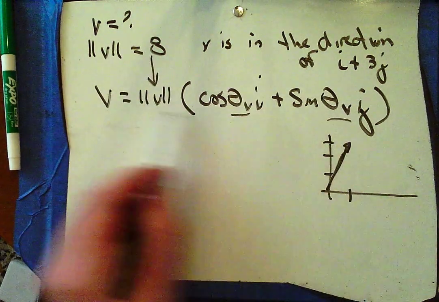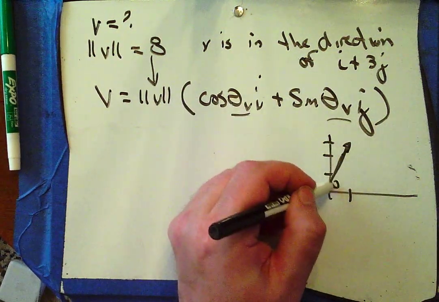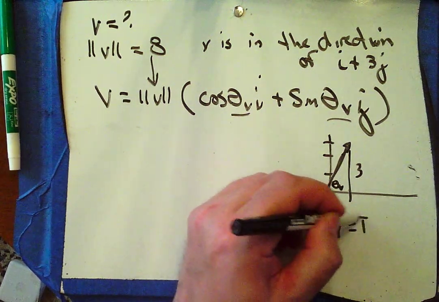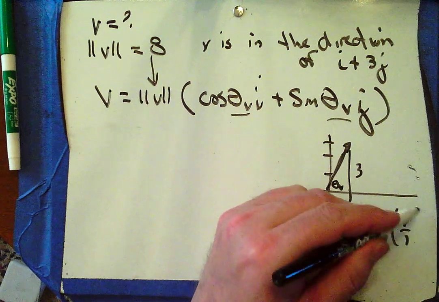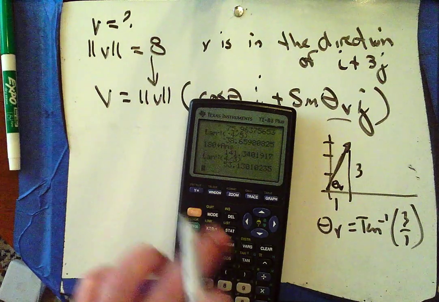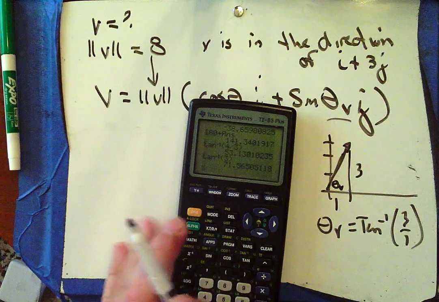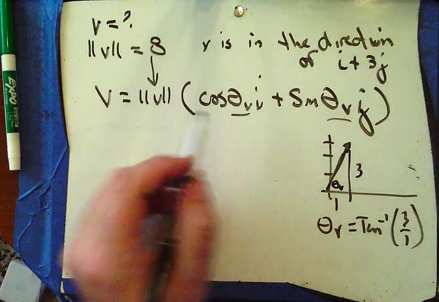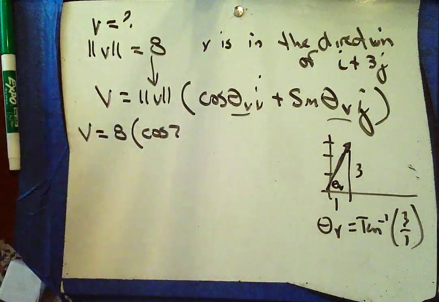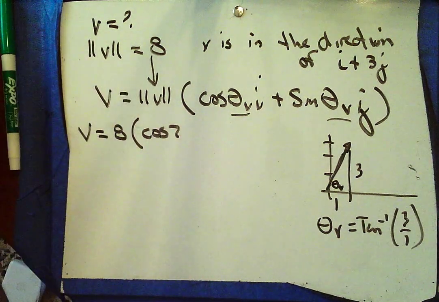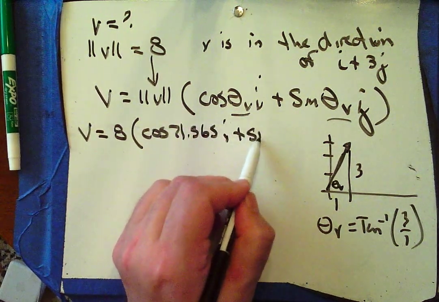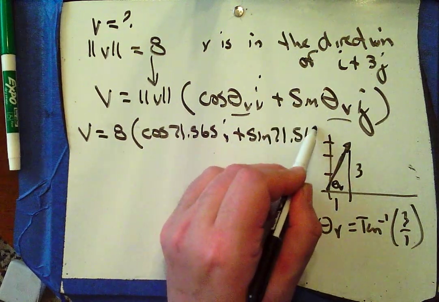And in order to make this work, I'm going to need to know theta v. So I'm going to have to use my inverse tangent, inverse tangent of 3 over 1. So I pull out my calculator, I do inverse tan of 3, and I get 71.565 degrees. So v equals 8 cosine 71.565 i plus sine 71.565 j.